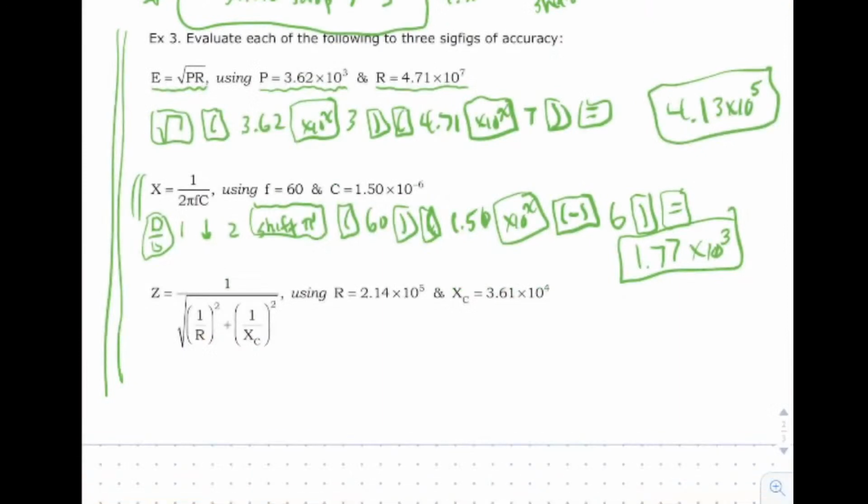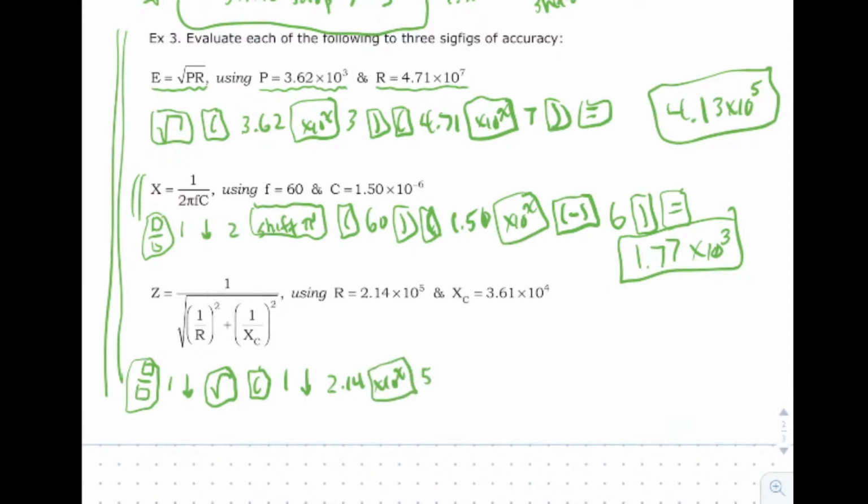Cool beans. So what do we do here? We hit the fraction button. We put the 1 on top. We put the square root button. We did an open parenthesis. We put the 1. Then we came down and we put the r, which is 2.14. And then we used the times 10 to the x button. And then we hit the 5.